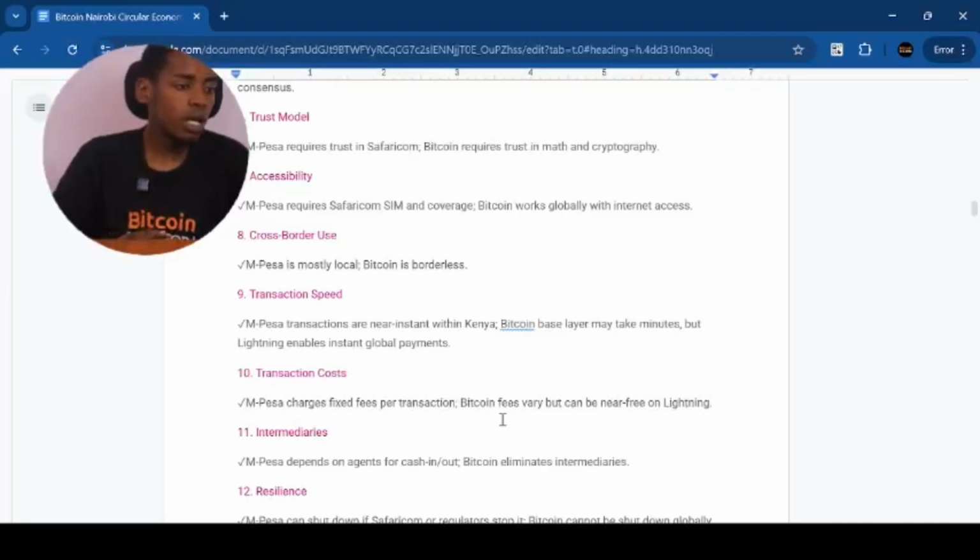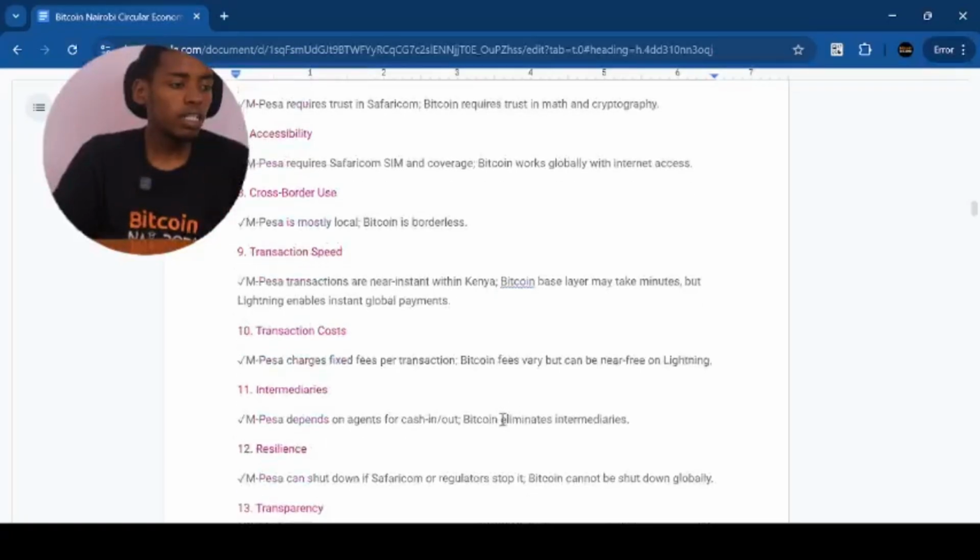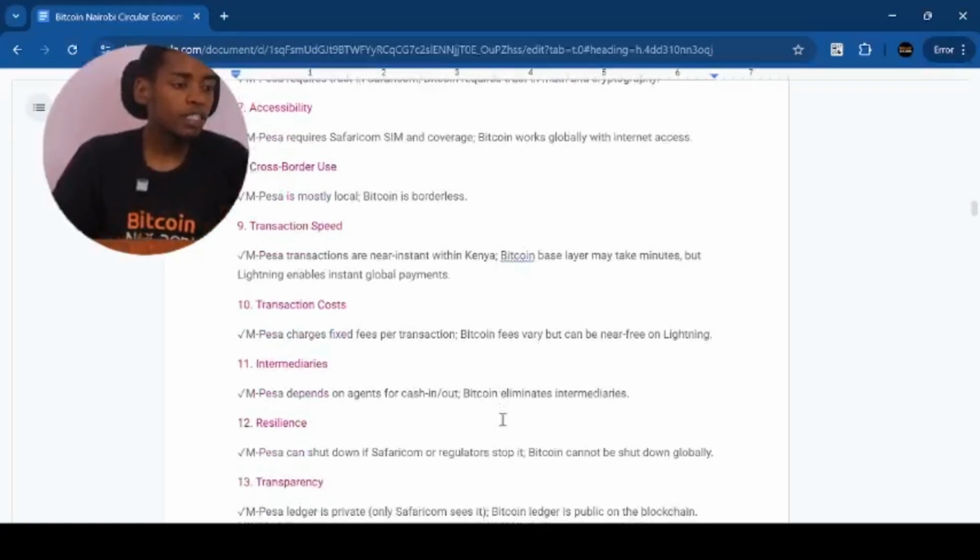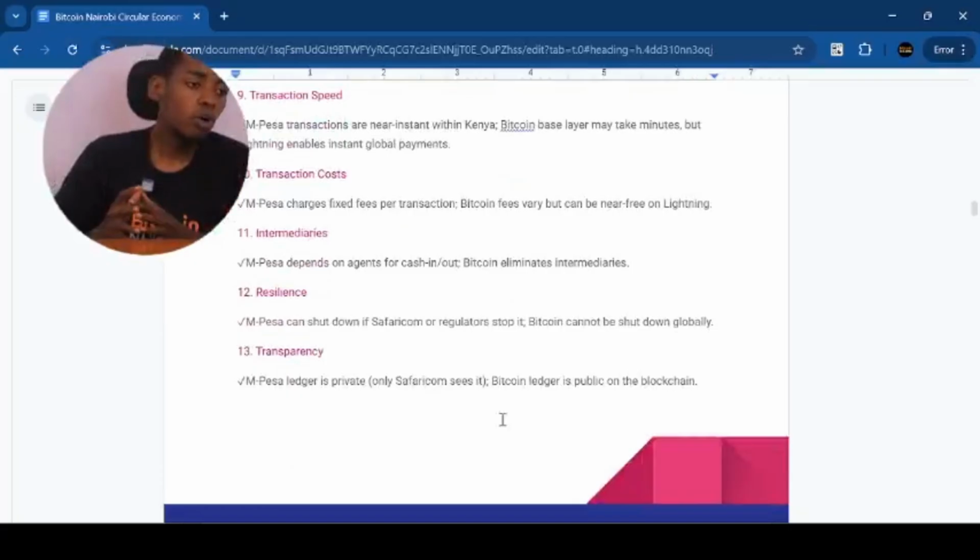Also, cross-border use. M-PESA is mostly used locally, or let's say only locally, but Bitcoin is borderless. Number 9, transaction speed. M-PESA transactions are near instant within Kenya, but the Bitcoin base layer may take minutes, which is the Bitcoin on-chain transaction. But on Lightning, which is the layer 2, it enables instant transactions globally, not only in Kenya.